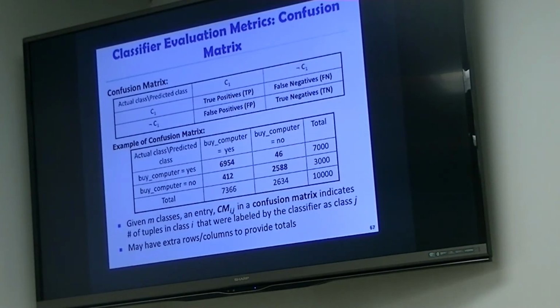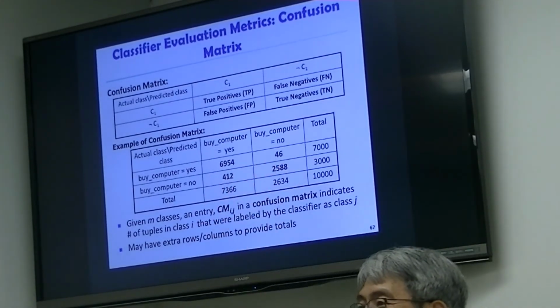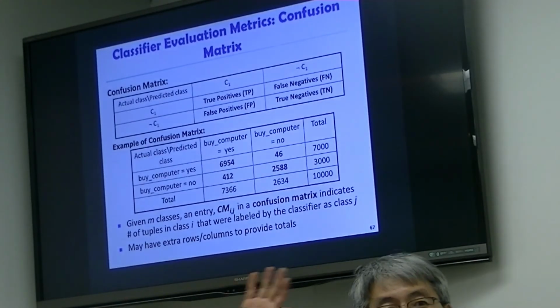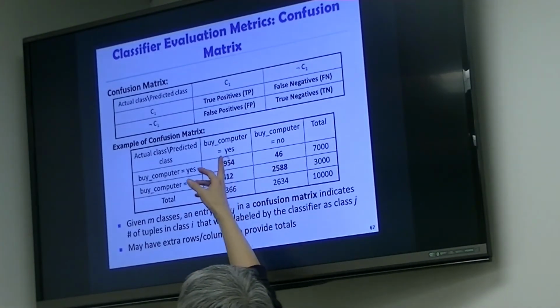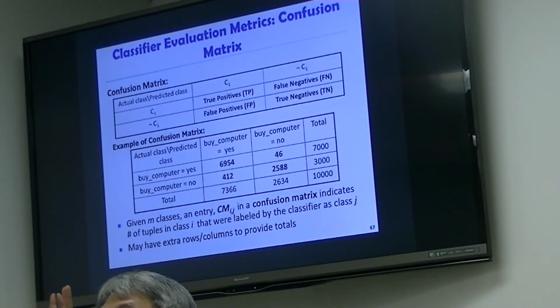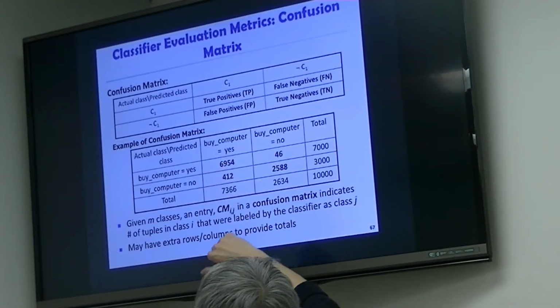Then again, the confusion matrix. Definitely, this will be part of the exam. It's very simple to make the question, like a confusion matrix with 4 numbers. Then what is the precision? What is the recall? What is the F measure? And what is the accuracy? This one is a true positive, definitely. Actually, buying computer, yes. Then I predict 69.54 out of 7,000.